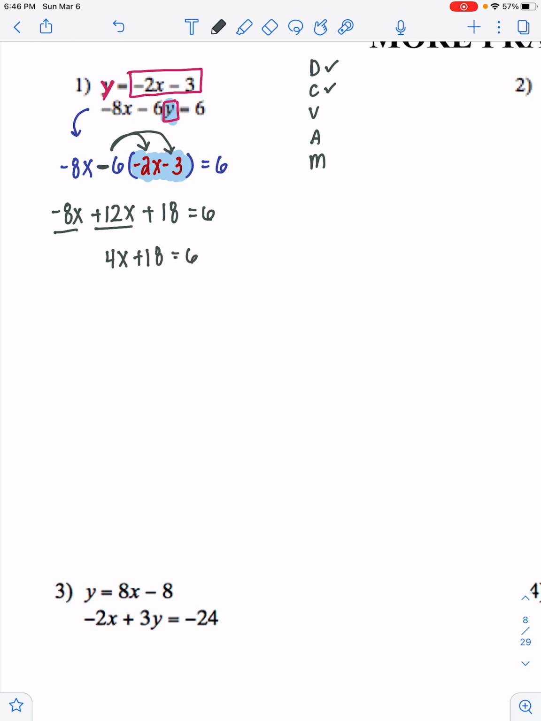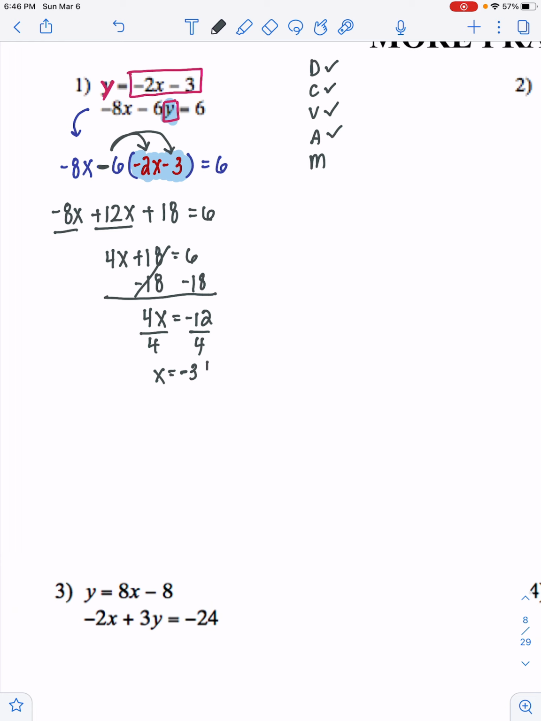Step 3, move all your variables to the left side. Done. Step 4, add or subtract your constant. In this case, it's 18, so I'm going to subtract 18 from both sides. You get 4x equals negative 12. And last but not least, multiply or divide by your coefficient. In this case, it's 4.